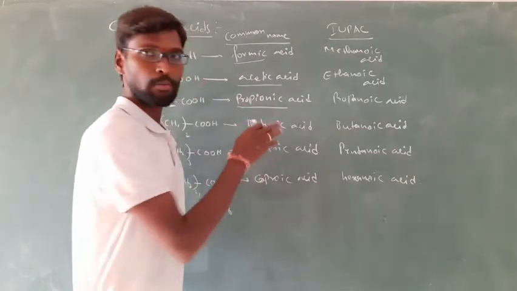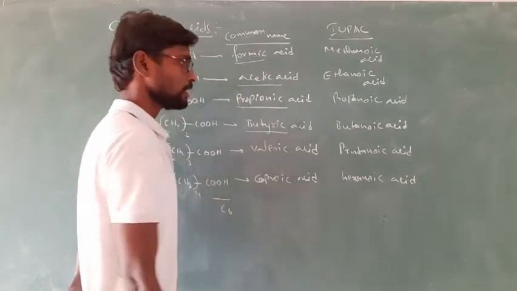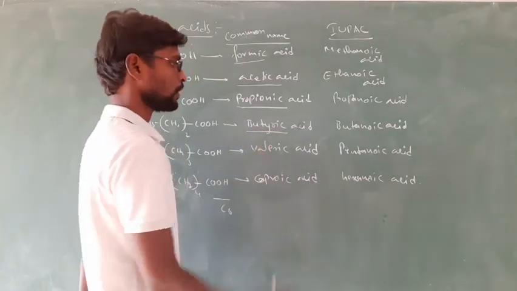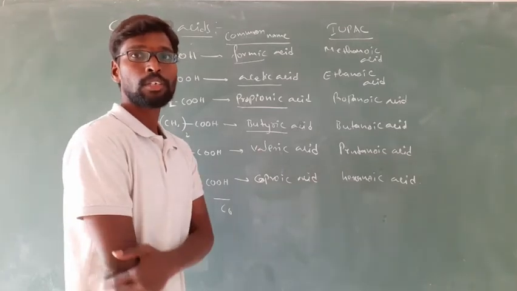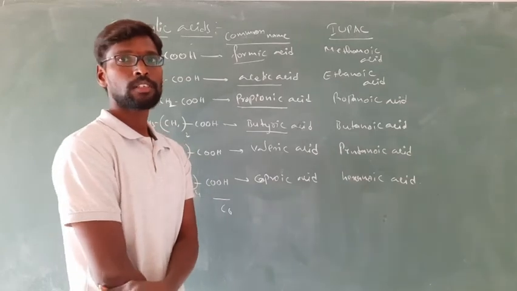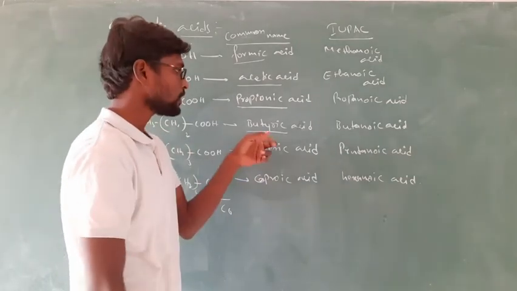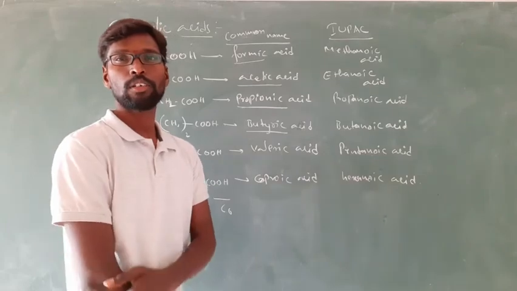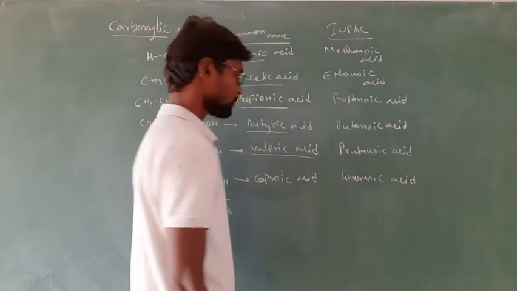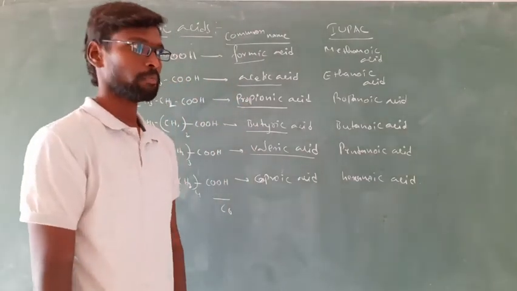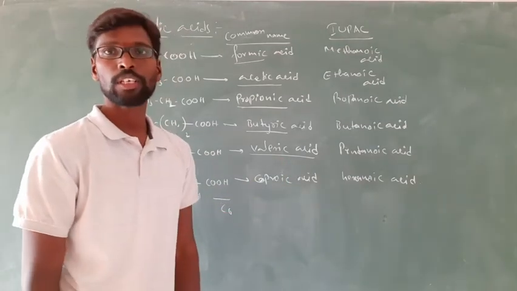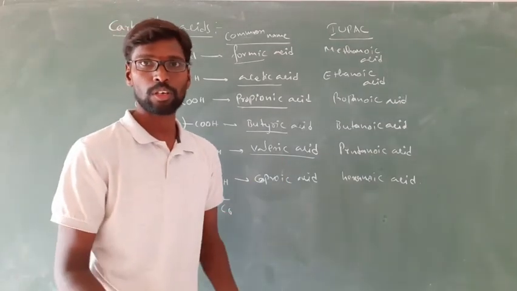Like butyric acid, it is present in butter. Actually, the butter taste is because of butyric acid only. But if you get a smell from butter, that means it is rancid, decomposed. That means butyric acid is more present in decomposed butter. Now, valeric acid is present in the valerian plant, one type of oil. It is majorly used in perfumes for odor purposes.